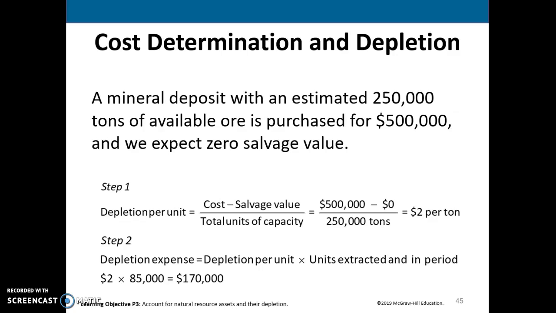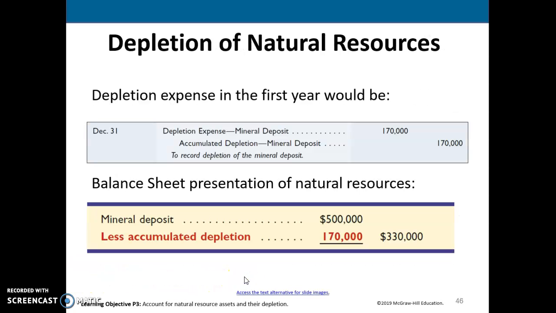So here they give us an example that says a mineral deposit with an estimated 250,000 tons of available ore is purchased for 500,000, and we expect a zero salvage value. So we take our cost, 500,000 minus 0, divided by the 250,000 tons. That gives us $2 per ton that we're going to deplete per unit. During the first year, they have 85,000 units that are extracted. So we take $2 times 85,000, and 170,000 is going to be our depletion expense for that year.